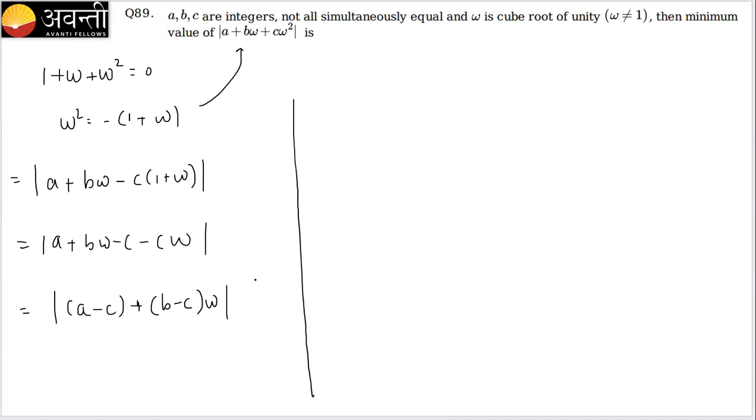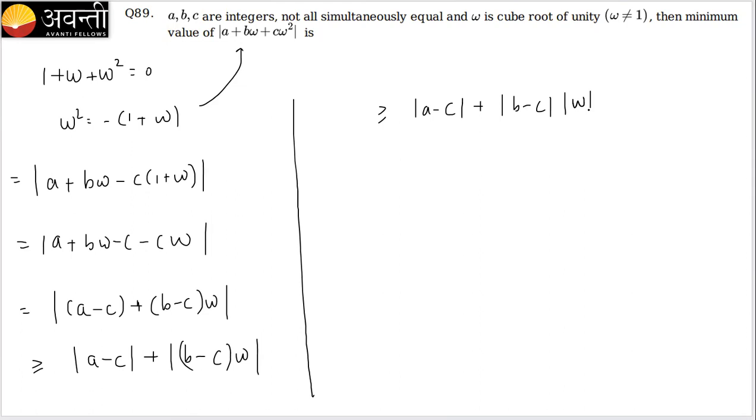मुझे कौन सी वैल्यू चाहिए? मिनिमम वैल्यू. So for minimum value, we will have to use the inequality. This will be greater than or equals to mod of a minus c plus mod of b minus c into omega. Right है ना ये inequality? So this means this will be greater than equals to mod of a minus c plus mod of b minus c into mod omega. Mod omega वैल्यू क्या होता है? 1. So that means this is greater than equals to mod of a minus c plus mod of b minus c.